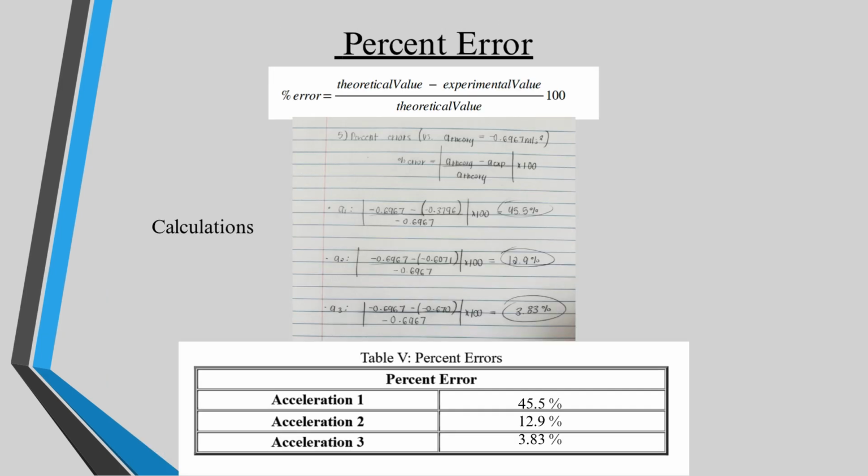This slide just shows the calculated percent error for our experiment. The formula we used was the absolute value of the theoretical value minus the experimental value, all divided by the theoretical value, then multiplied by 100. Using that equation, we calculated the percent error for each of our 3 accelerations. For the position versus time graph, the error was 45.5%. For the velocity versus time graph, it was 12.9%. And for the acceleration versus time graph, the percent error was 3.83%. Overall, the error decreased with each method, showing that our results became more accurate and consistent as we analyzed the data in different ways.